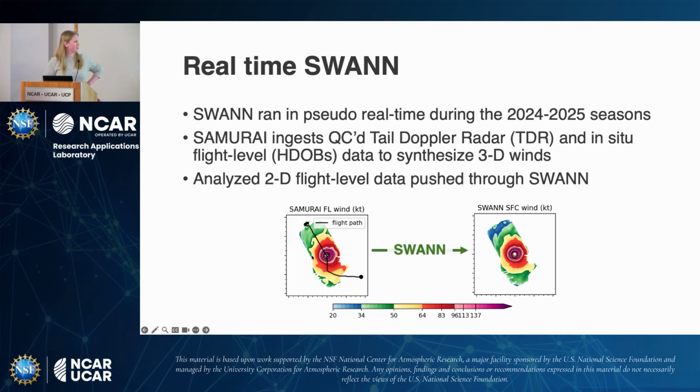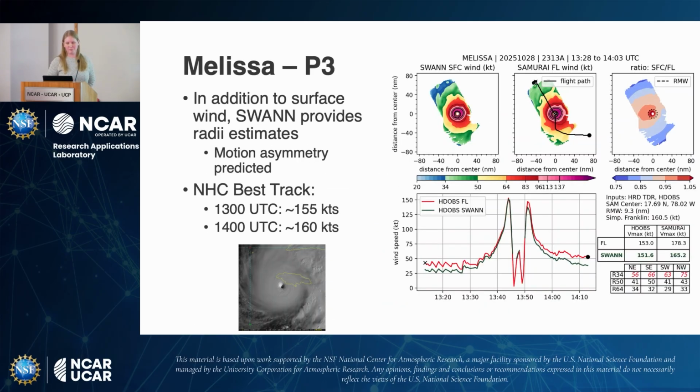We then push this data through SWANN. The neural net does its magic. And then we get out this surface wind speed on the right. And then we can provide that along with additional information to forecasters. So I have just a couple examples to highlight from Hurricane Melissa this past year.